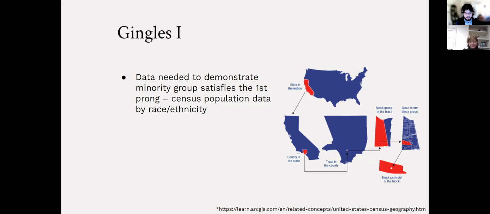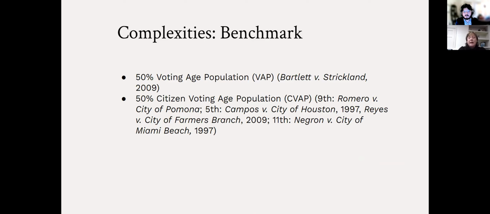Now, there are some complexities involved in this. Next slide. And the first is, if you're in an area with a minority group with a high number of non-citizens, several circuit courts have indicated that you're actually not interested in voting age population, you're interested in citizen voting age population. And the complexity comes in that will not be in the census enumeration data, the PL data, redistricting data. You're going to have to go to another source for that. It's a census source. It's called the American Community Survey. And the survey is a rolling survey.